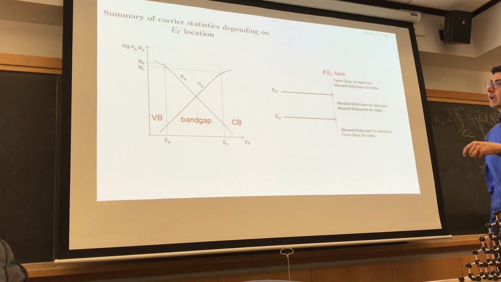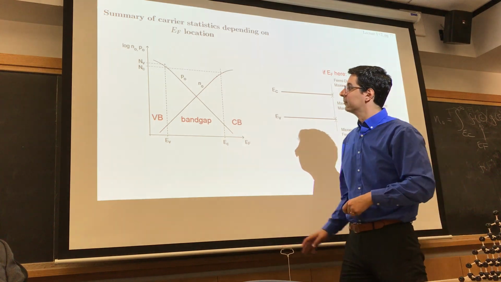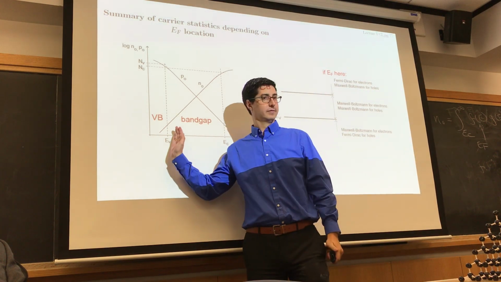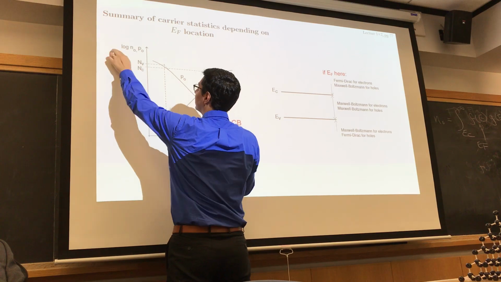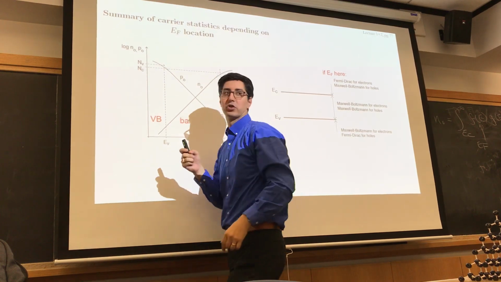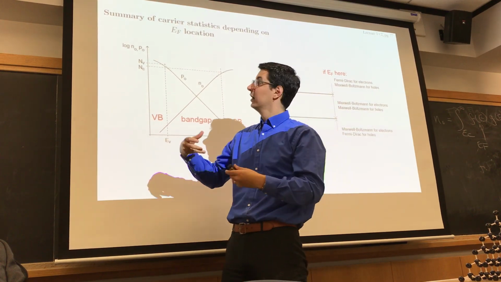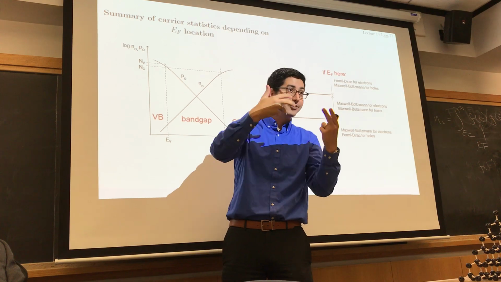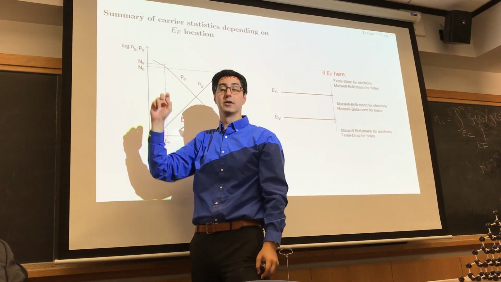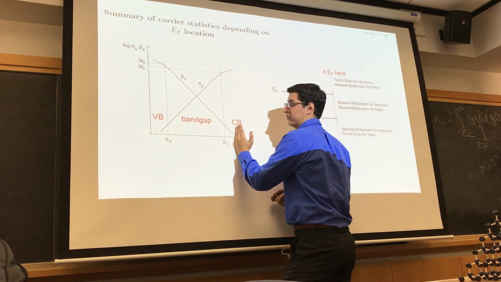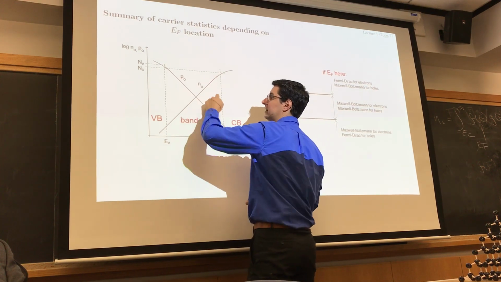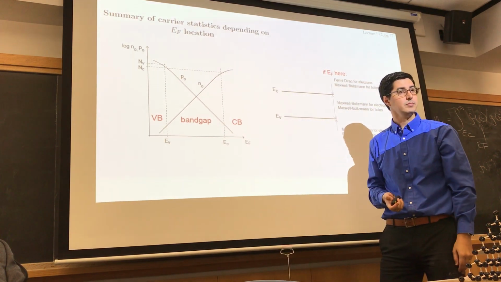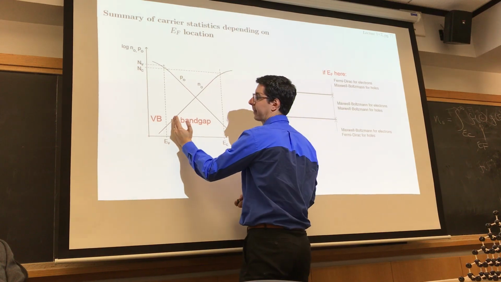So this is kind of the key point to take away. Here I'm moving EF. Here are my band edges. And this is a log plot. Remember, my carrier concentrations are growing exponentially, so for me to show them on any scale where you can see anything, I have to show them on log scales. And so in this picture, I'm moving my EF between the bands, and I'm telling you how many electrons and holes I have.